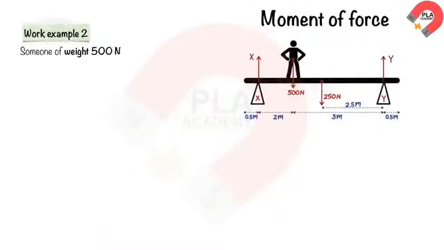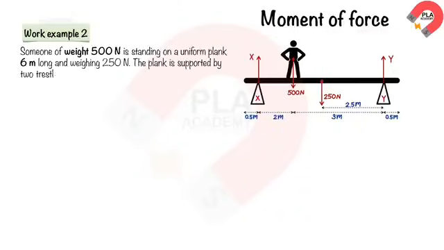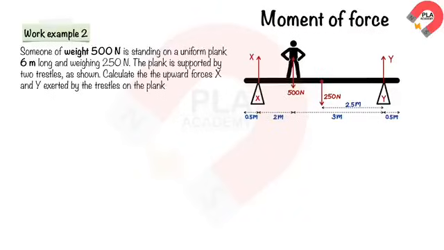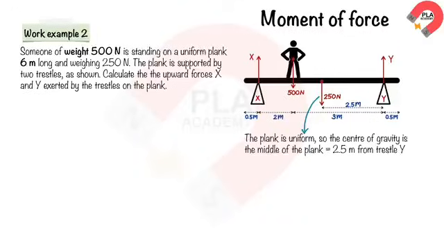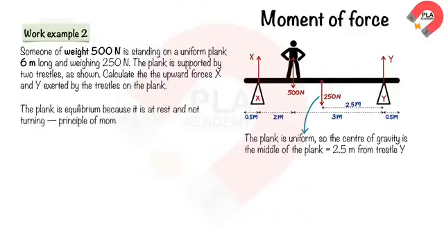Someone of weight 500 newtons is standing on a uniform plank 6 meters long and weighing 250 newtons. The plank is supported by 2 trestles as shown. Calculate the upward forces X and Y exerted by the trestles on the plank. The plank is uniform, so the center of gravity is the middle of the plank, equal to 2.5 meters from trestle Y. The plank is in equilibrium because it is at rest and not turning. So, the principle of moments can be applied.